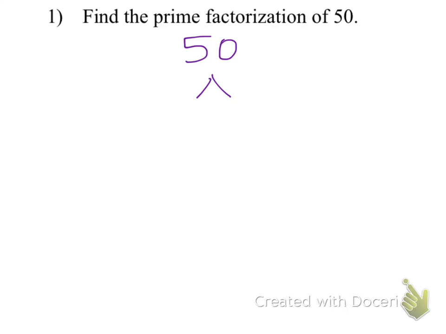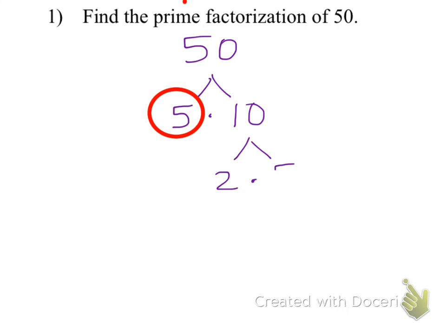You could do 2 and 25. Right now I'm going to do 5 and 10. And I notice 5 is a prime number. Circle it. 10 is not, so I keep factoring it. 2 times 5. Right away I know 2 is prime. Circle it. 5 is prime.